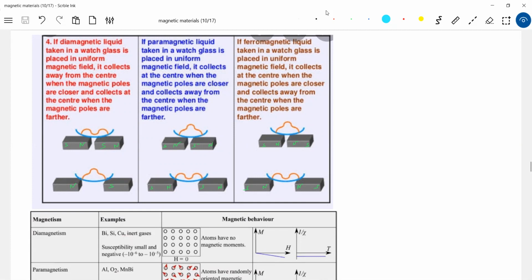I'll give some diamagnetic liquids. Water is a good example. Even water will come out diamagnetic. Water, liquid nitrogen or the water, I'll fill up here. So that particular liquid is taken. Let it be like this.